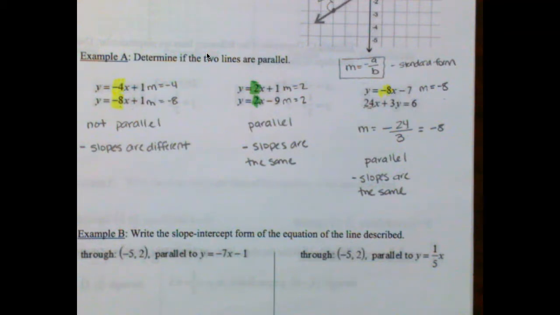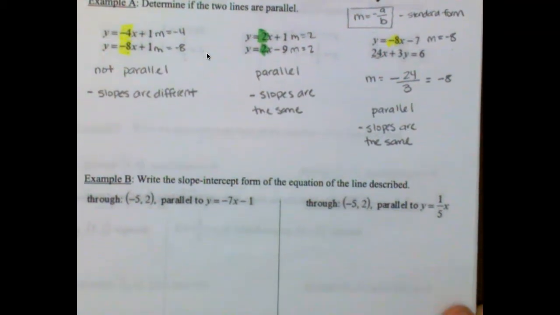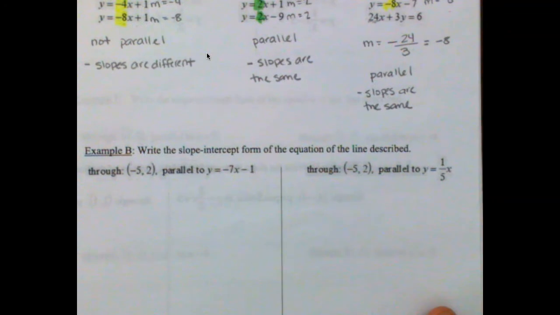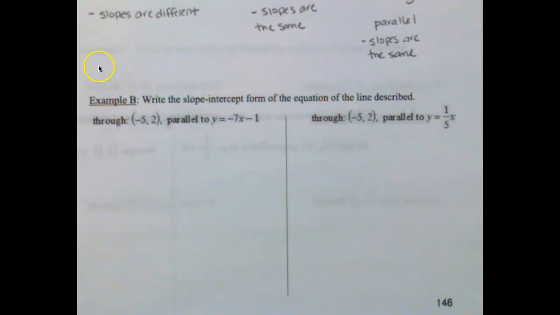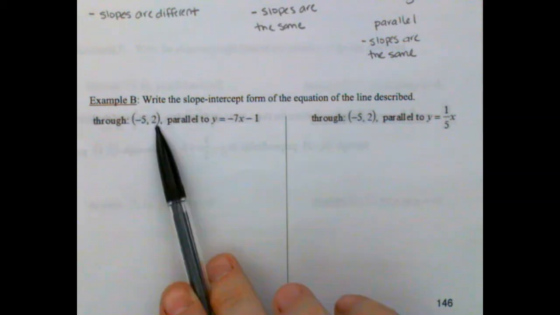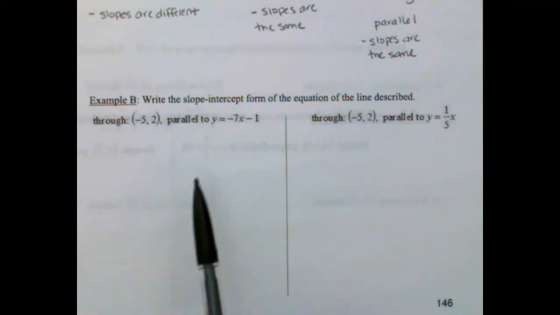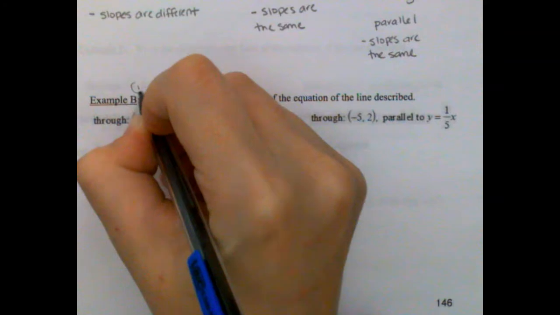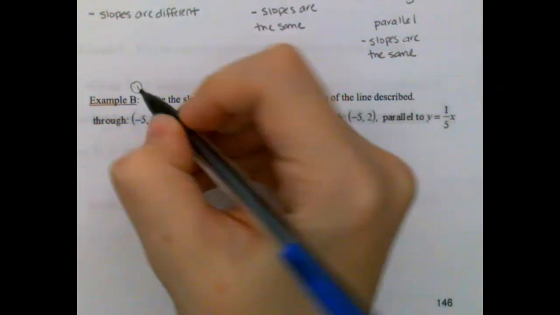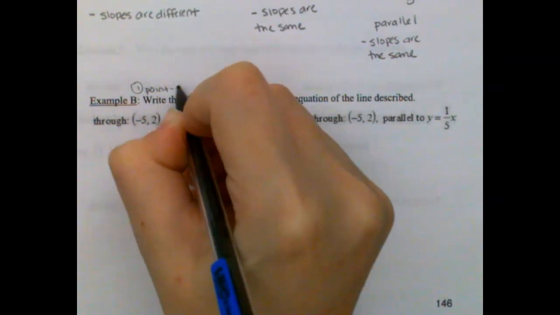Okay. So example B now. Now, instead of just determining or comparing two lines, now I want us to be able to write the slope-intercept form of an equation if I give you a point on the line and I tell you it's parallel to another line. So what this is really saying is we're going to go kind of back to that point slope form first. So the first step you want to do really is write it in point slope.